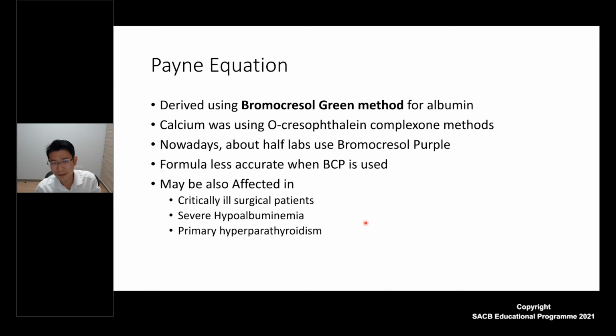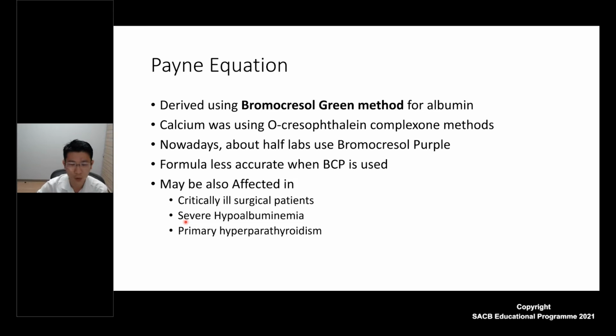And there are a lot of problems with this Payne equation as well. In those days, albumin was measured using bromocresol green. Now half the labs are using bromocresol purple, and there are slight differences between green and purple. And calcium, at the time Payne was measuring, used the O-cresolphthalein complexone method.